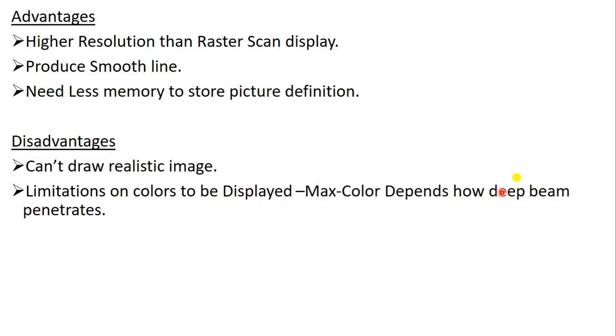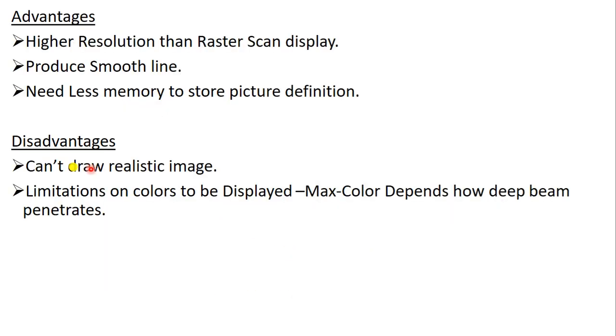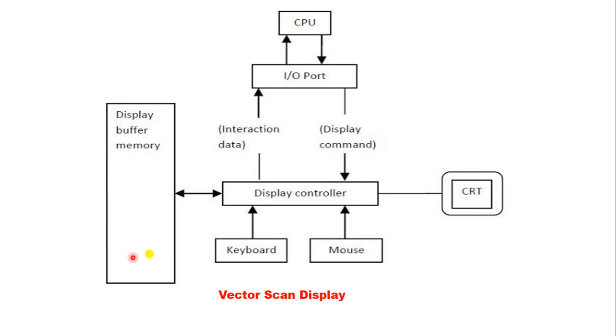Whereas in the raster scan display, which I will explain in the next video, we can display many colors, so many that you can't count them. Maximum color depends on how deep the beam penetrates. How deep the beam penetrates means how deep we can insert the color at a point. So I hope you have understood the vector scan display.